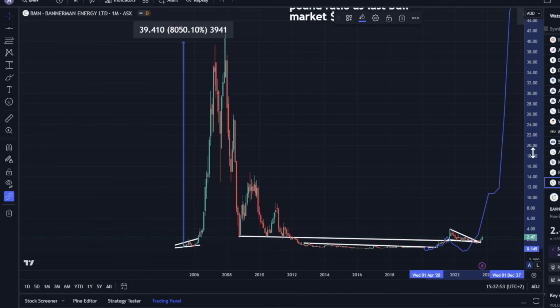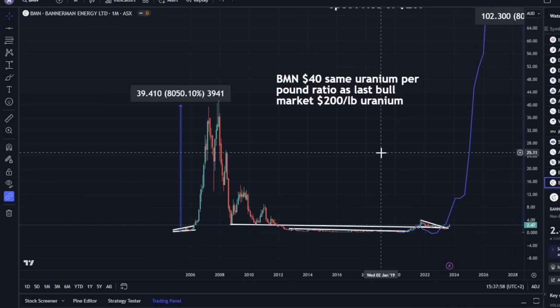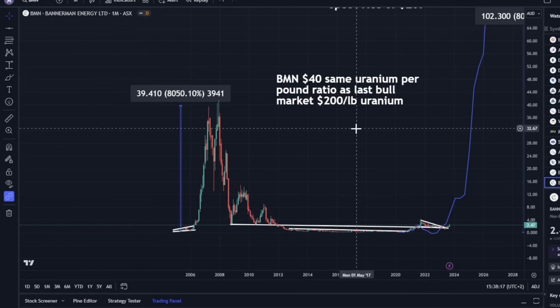If we were to go on up, the first ratio that comes into play is that Bannerman could go to $40, and that is the same uranium per pound ratio as last bull market if you were to compare it to a $200 per pound uranium price. I think this peaked out a little bit early versus it, but let's just use 200 and use the same ratio. So what does that ratio mean? It means that it's the same ratio as last bull market on a dollars per pound calculation.